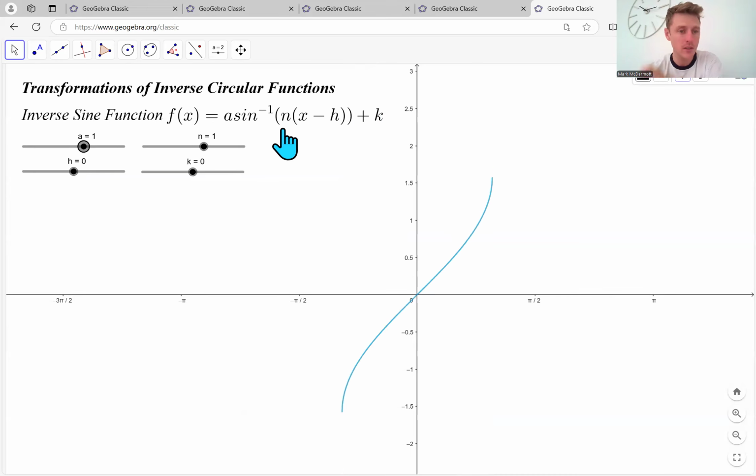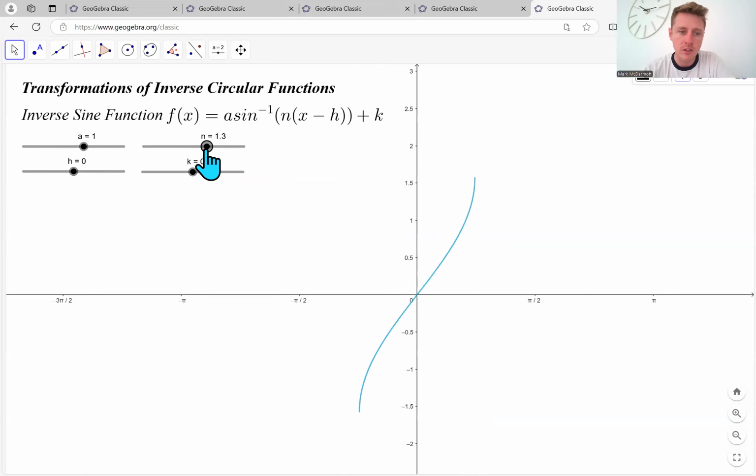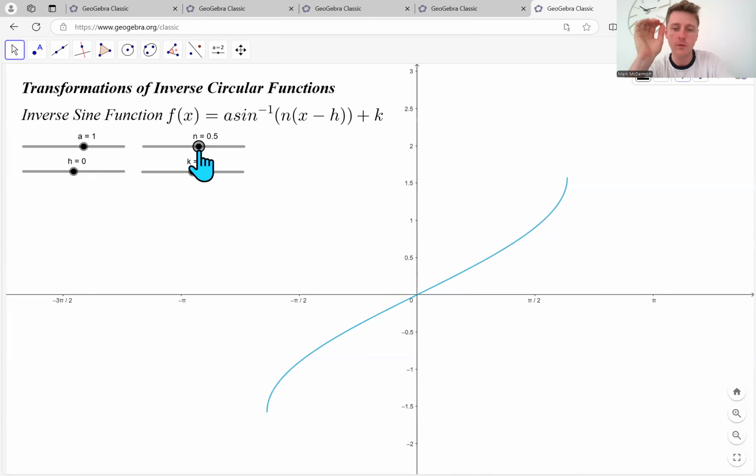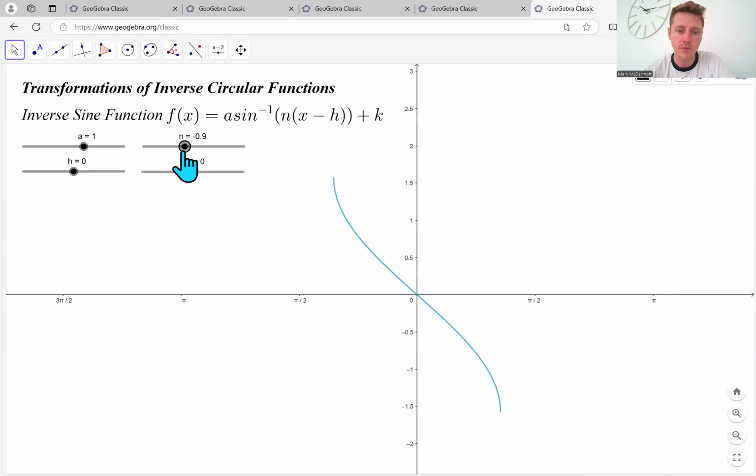Let's look at this n. The way we would say it is, it's a dilation by a factor of 1/n from the y-axis. So if we make that larger, we'd say it's a dilation of 1/2 from the y-axis. So it's squishing it this way. Similarly, if it's between 0 and 1, we would say that this is a dilation of 2 from the y-axis because it's 1 divided by 0.5, which is 2. Similarly, if n is negative, it's going to reflect it in the y-axis. Okay, so let's put that back to 1.